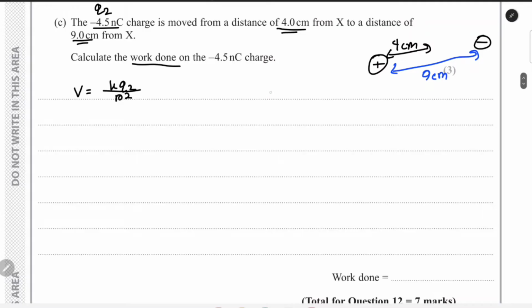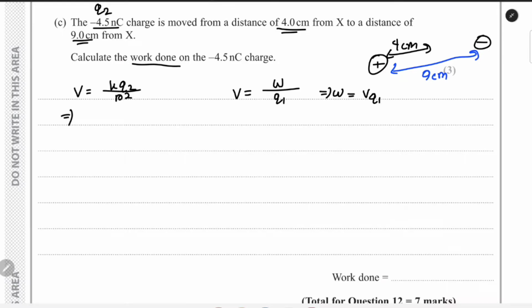Now we can also link the voltage with the work done. The definition of voltage is the energy stored per unit charge. So it's W divided by Q. Now this Q over here will be Q1, the charge of the positive one, so the charge of X. Now I can make the work done the subject from here. The work done will be V times Q1.